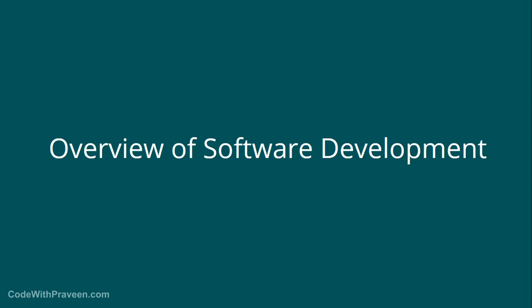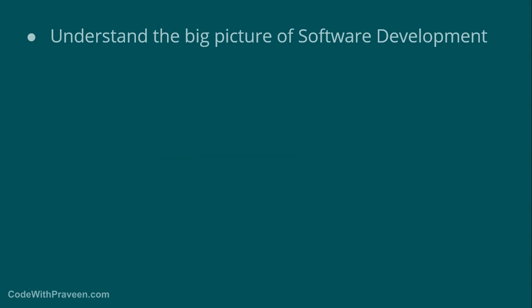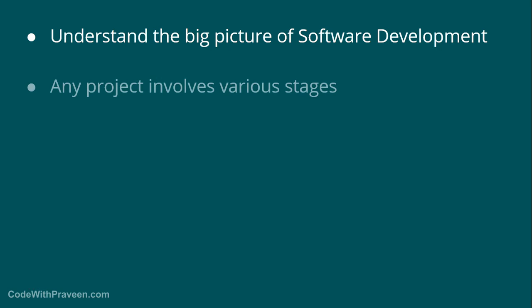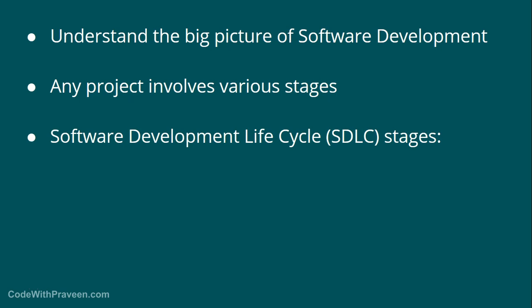So let's have an overview of software development. First, we need to understand the big picture involved in the software development process. Any project involves various stages throughout the development process. We call it SDLC stages. It refers to software development life cycle.